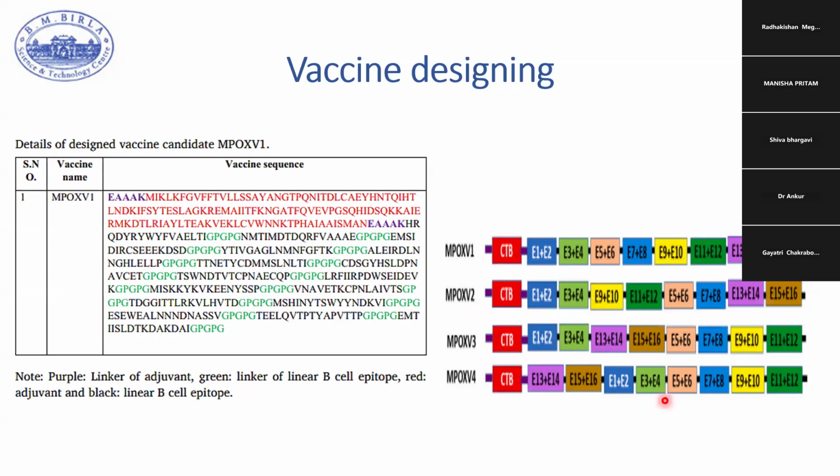Here I'm showing 4 different structures. If you are not able to generate these kinds of structures or sequences, you can use VaxiDB. VaxiDB is a software. You just have to provide your epitopes, and it will give you multiple possible combinations.